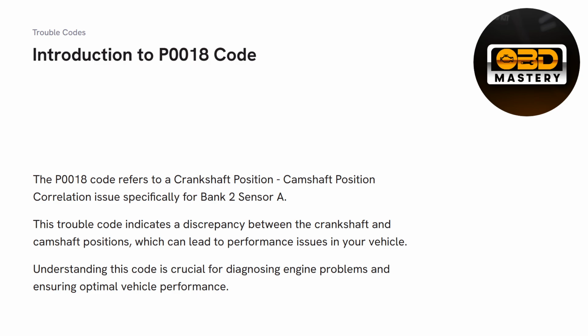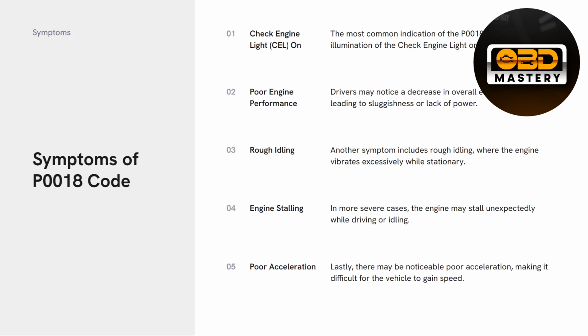So, the code refers to a crankshaft position, camshaft position correlation issue, specifically for bank 2 sensor A. Now, the trouble code indicates a discrepancy between the crankshaft and camshaft positions, which can lead to performance issues in your vehicle. Now, understanding this code is crucial for diagnosing engine problems and ensuring optimal vehicle performance.